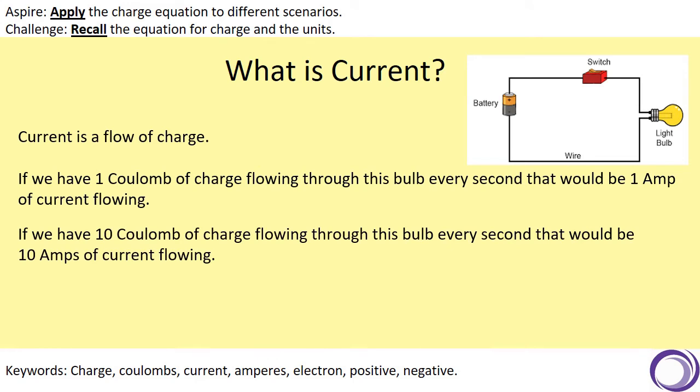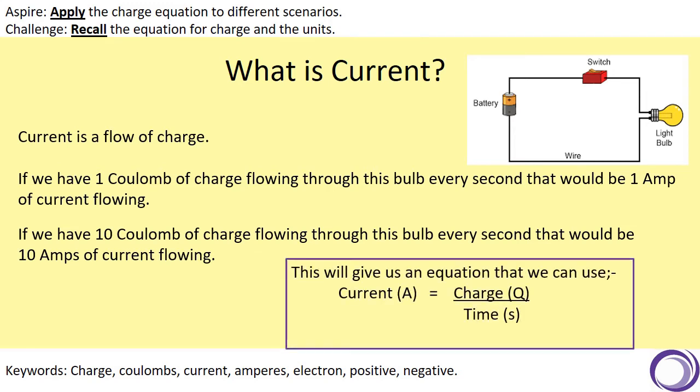So likewise, if we have 10 coulombs of charge flowing through this bulb every second, that'd mean it's 10 amps going around that circuit. So if we wanted, we could put that into an equation we could use. So the current is the amount of charge divided by the time. So the charge per second. Like velocity or speed is distance over time. So it's the amount of distance that you go in a set amount of time. Current is the amount of charge that gets passed in a set amount of time.